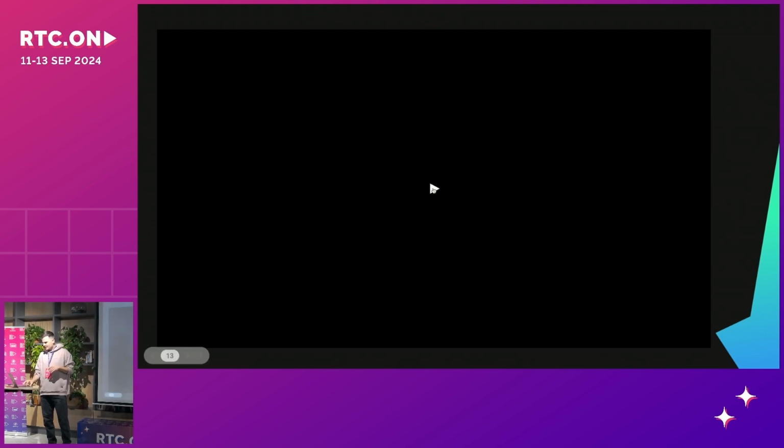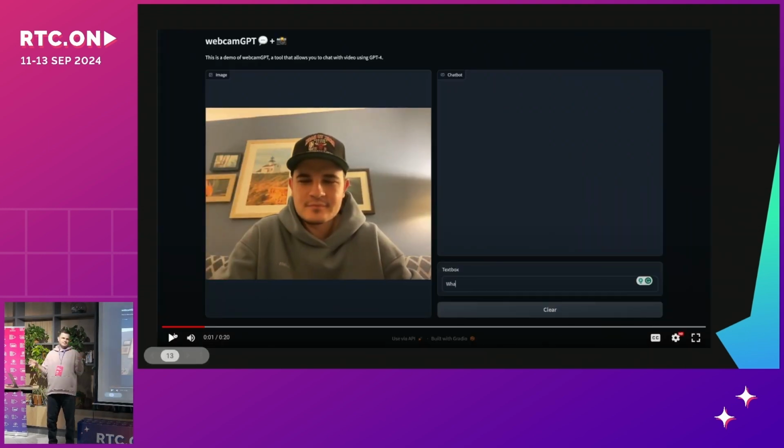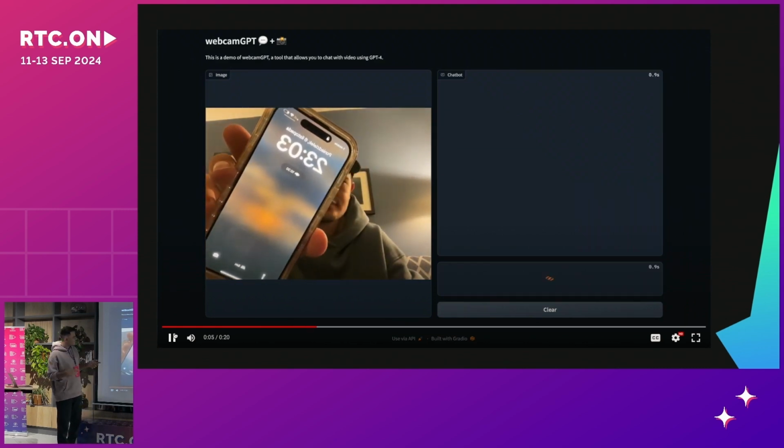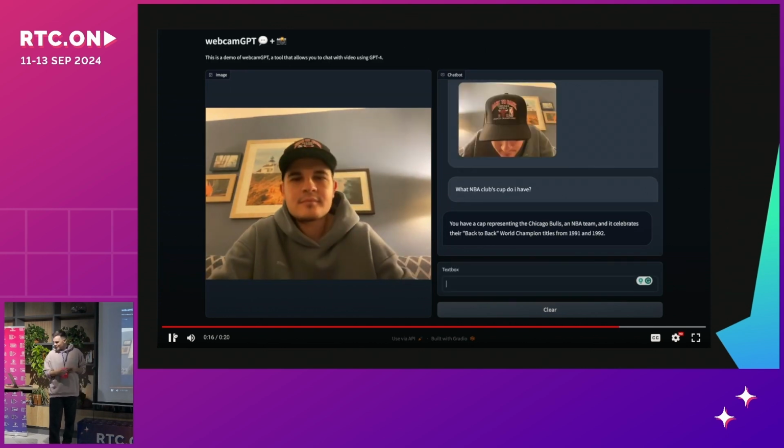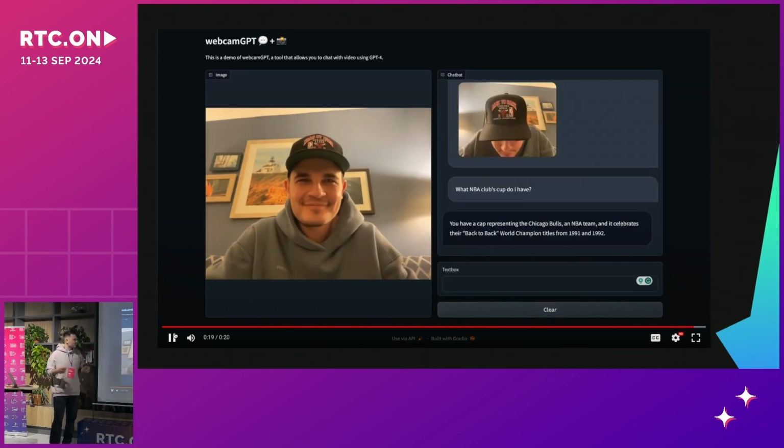So a few demos that use VLMs. That's why I asked, and only 2 people raised their hand about VLMs. GPT-4 Vision is also a VLM. So of course, when that model was released probably a year ago, you could build a chatbot and chat with the video and ask it about things that are happening over there. I'm doing very simple things like asking it to read the hour from the phone, or asking what NBA team is on my cap. But you know, opportunities are pretty much limitless.